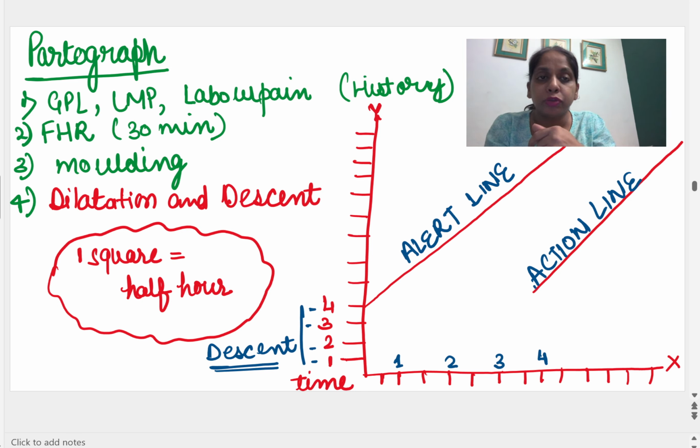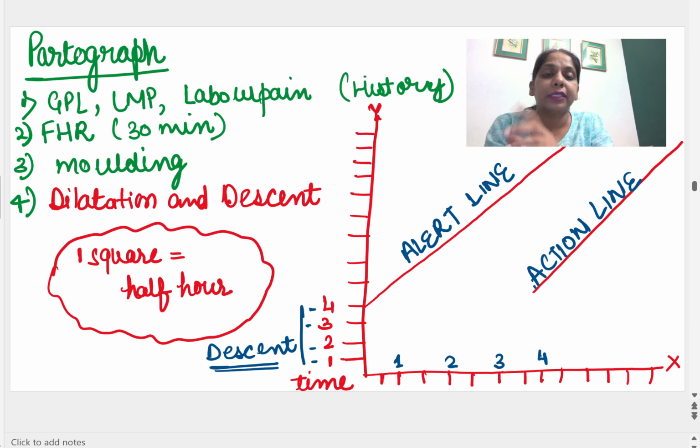So fetal heart rate is to be checked every 30 minutes. Okay, fetal heart rate in a laboring patient we have to check every 30 minutes, and then we have to label it on the partograph. Then the third segment is about whether molding is present or not.